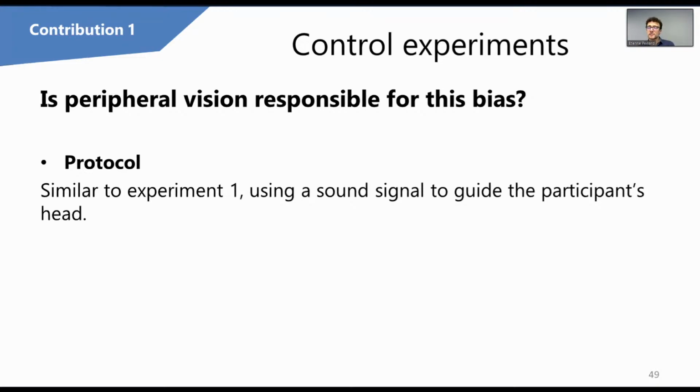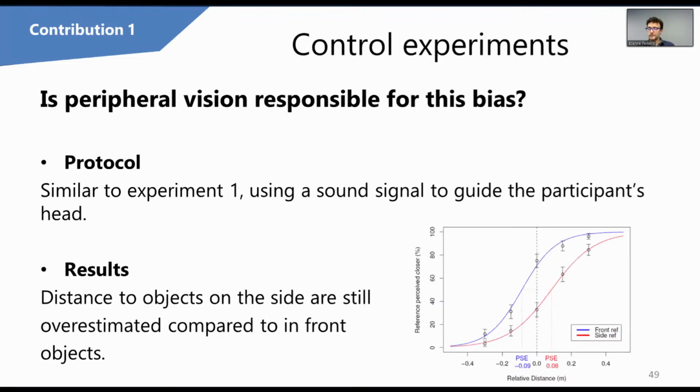Then we conducted an experiment similar to the first one, but using a sound signal to guide the participants' head movement. With this signal, we ensured that the object was in the center of the field of view of the observer when it appears. However, results showed a similar bias. Distance to objects on the side are still overestimated compared to in-front objects.